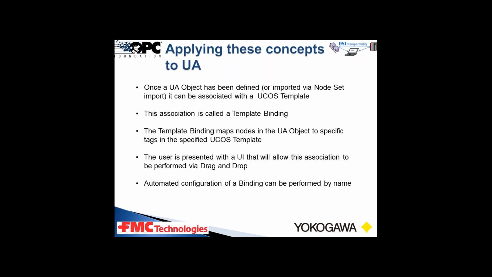So once a UA object has been defined in our server or has been imported via node set, it can be associated with a UCOS template, and we call that association a template binding. The template binding maps nodes of the UA object onto specific tags in the UCOS template. The user does this either via drag and drop or via an automated configuration, which we call a bind by name. So if you give your tag names the same name as variables or methods in the UA object, you'll get the benefit of automatic assignment to that object type.